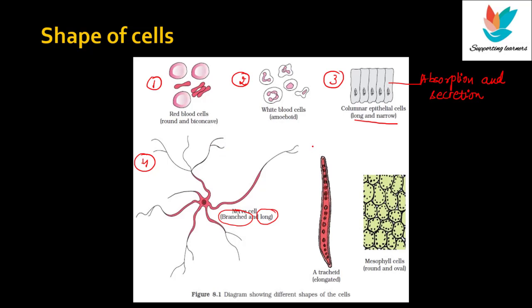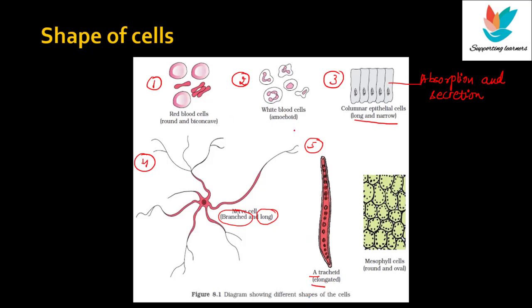The next type of cells are the tracheids. Now tracheids, they are the elongated cells in the xylem. Now xylem, you must have studied in junior classes that xylem is responsible to conduct or to transport water and minerals and hormones from roots to upper parts of the plant. So the function of the xylem is to transport water. So in order to transport the water and other minerals and hormones, they have to be elongated in shape.